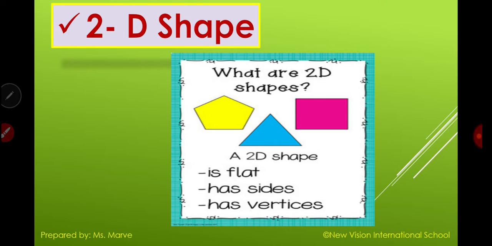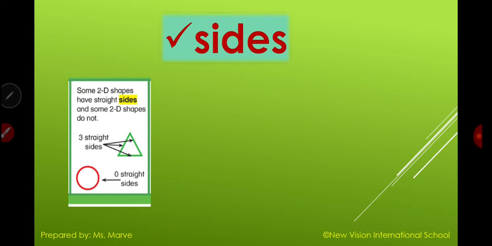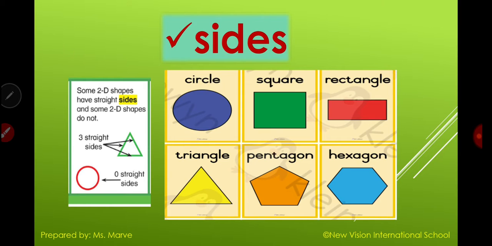Now we have here the triangle, we also have the rectangle, and we have the pentagon. These shapes are 2D shapes. Why? Because they have sides, also vertices, and are flat. The next one is sides. Now, can you read with me the name of the shapes? We have square, rectangle, triangle, pentagon, and hexagon.